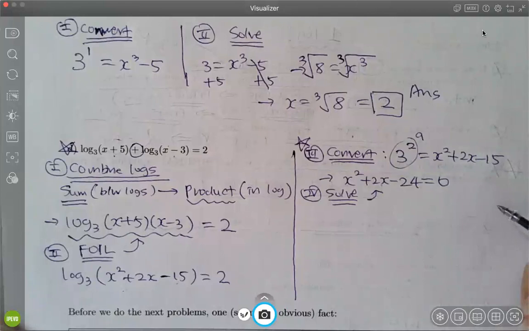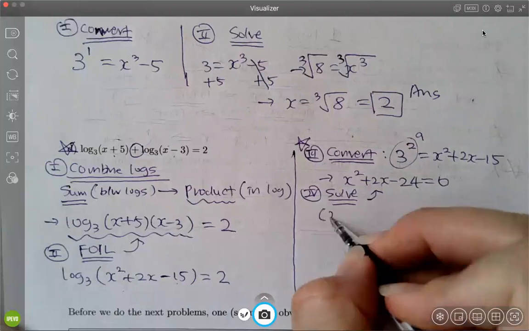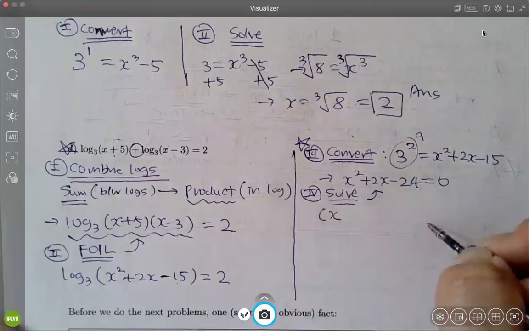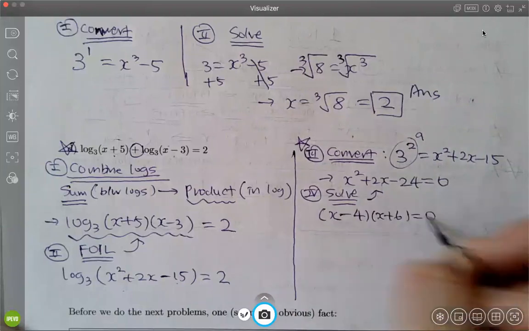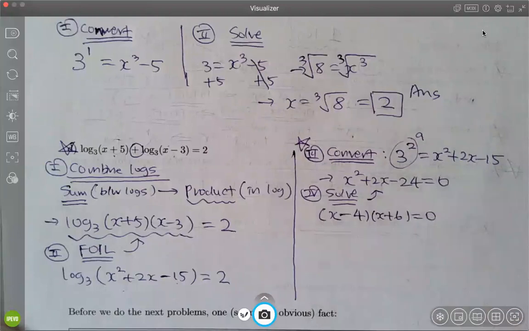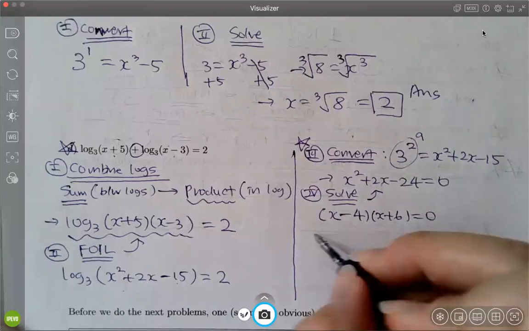Yeah. So what times what? Let's see, negative 4 and 6, right? So (x - 4) times (x + 6) is equal to 0. Okay, so x is equal to what? 4 and negative 6, right?